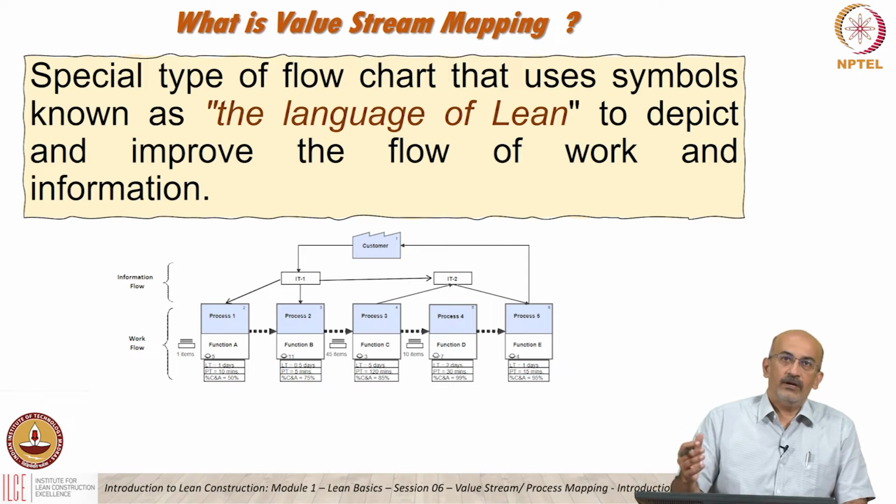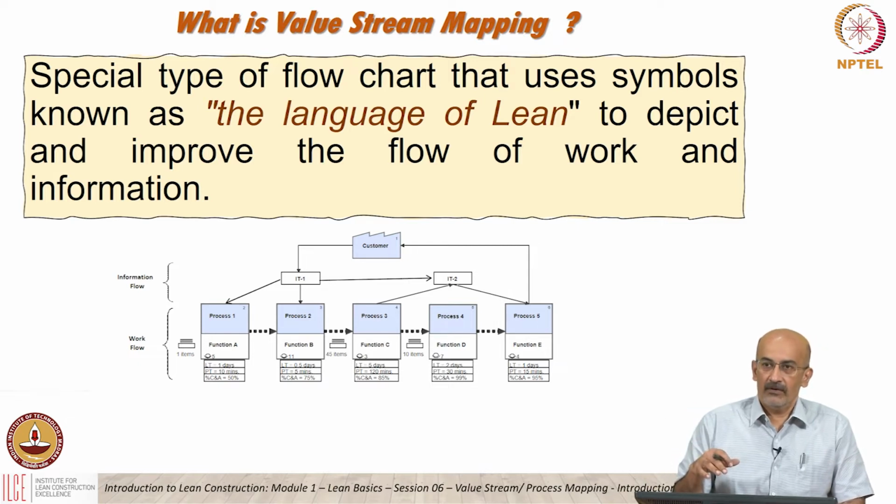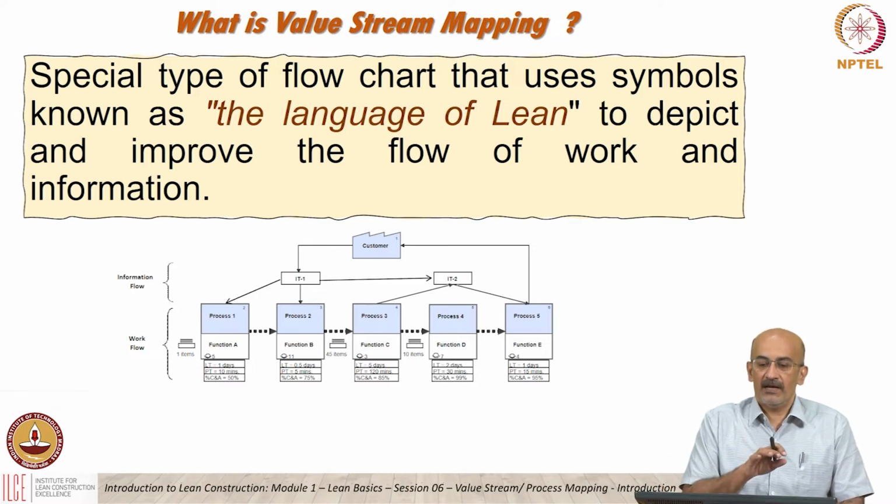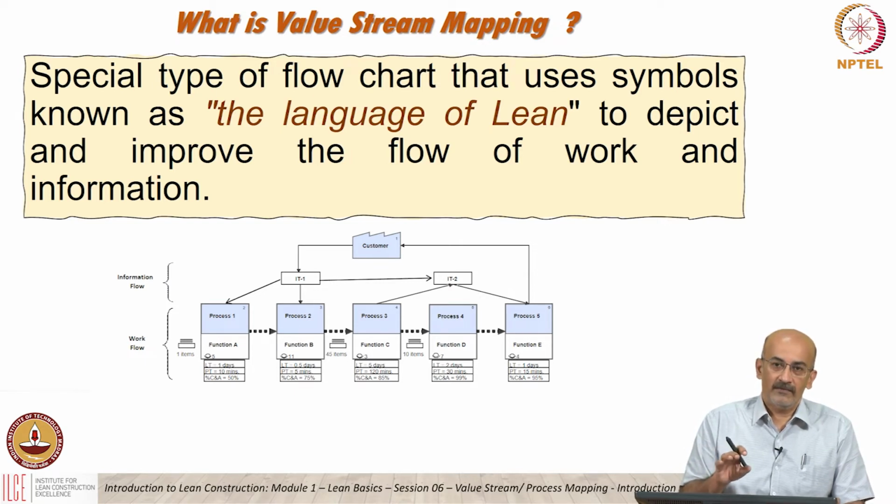So when we go into value stream mapping, we have discussed what a process is, and we looked at what the value stream was with respect to the process. Now, value stream mapping is basically a special type of flow chart that uses symbols known as the language of lean to depict and improve the flow of work and information.